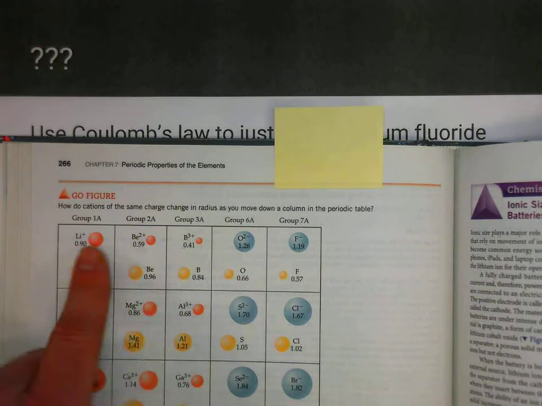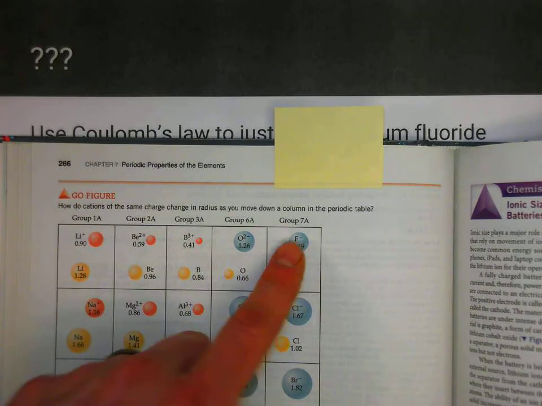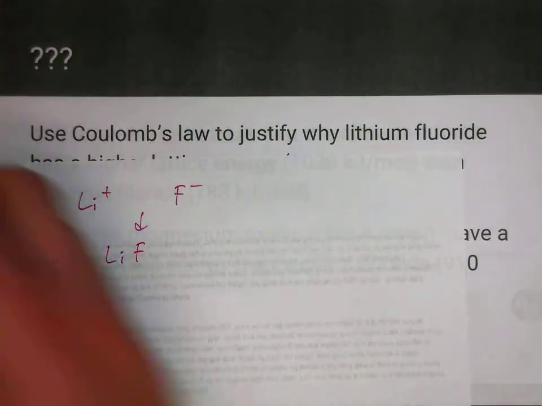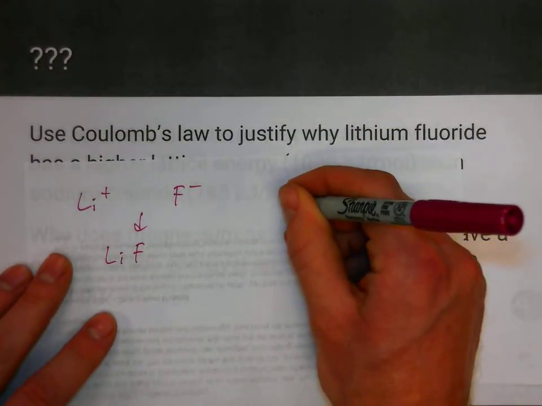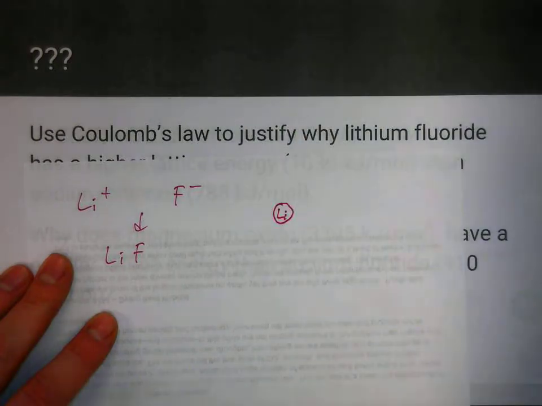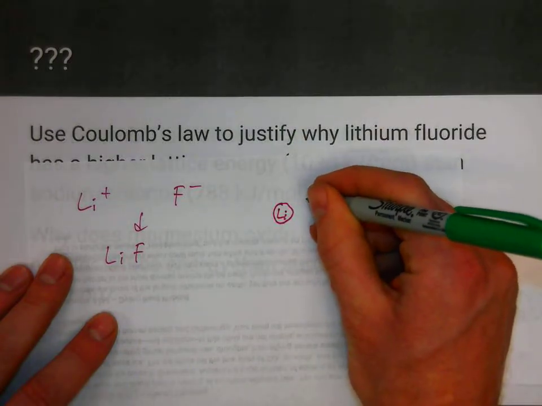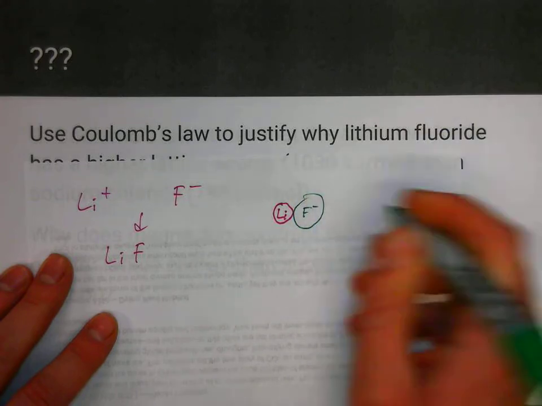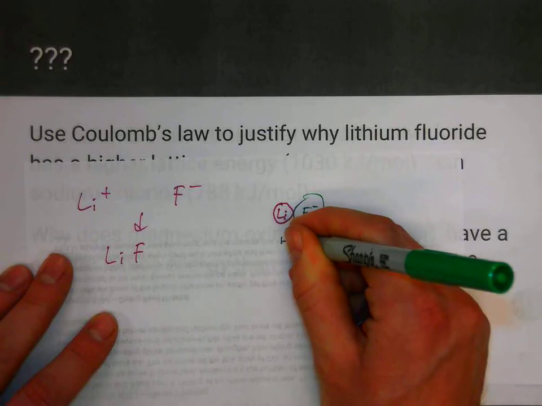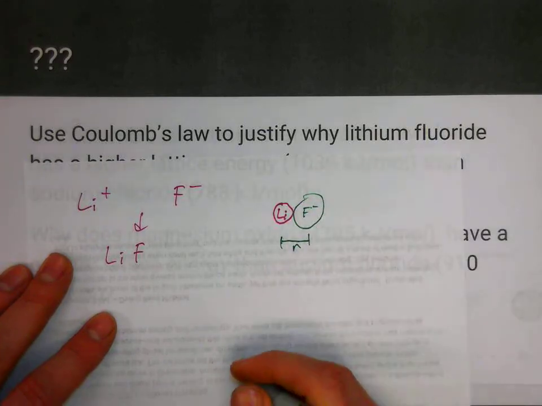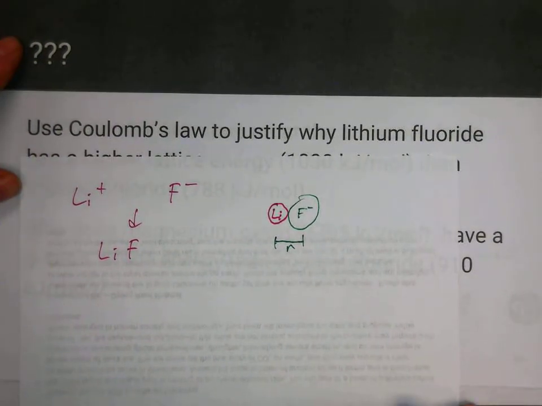So think about the distances involved here between the lithium and fluoride. Let's go ahead and do a little sketch of that. So this one would be kind of like a circle this big, your lithium, and then here's the fluoride, kind of like a circle this big. Okay, so we're considering the distance between those. I'll call that r to correspond with our Coulomb's law.